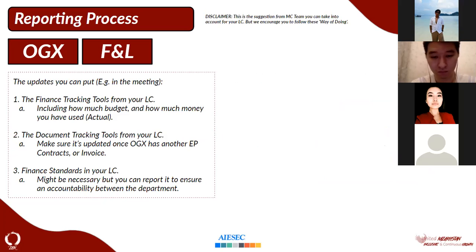Let's say about the finance tracking tool from your LC, you can showcase it in the slides later on, including how much budget and how much money you have actually used. Second, the document tracking tool from your LC, make sure it's updated once OGX has another EP contract or invoice. And then the finance standard in your LC might be necessary, but you can report it to ensure accountability between the departments. The finance standard is quite crucial because it is already a minimum that the entity or the LC needs to meet, with the 6 finance standards.